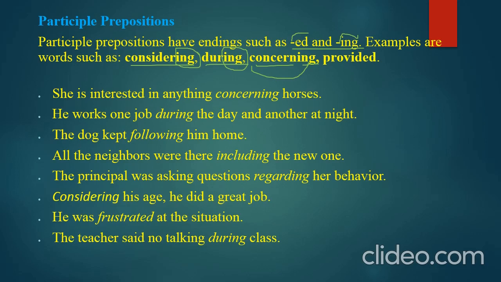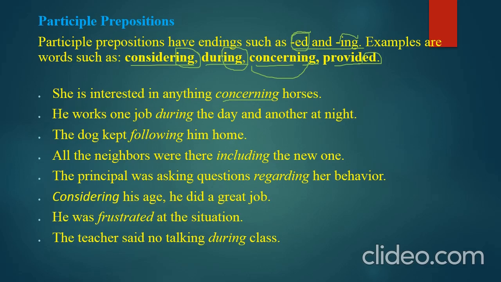You can see here provided, as I have mentioned, that we can end the preposition with ed, so it will be a preposition, right? And that is a participle preposition. Now let's go for the examples of how we can use these participle prepositions in sentences. So she is interested in anything concerning horses.